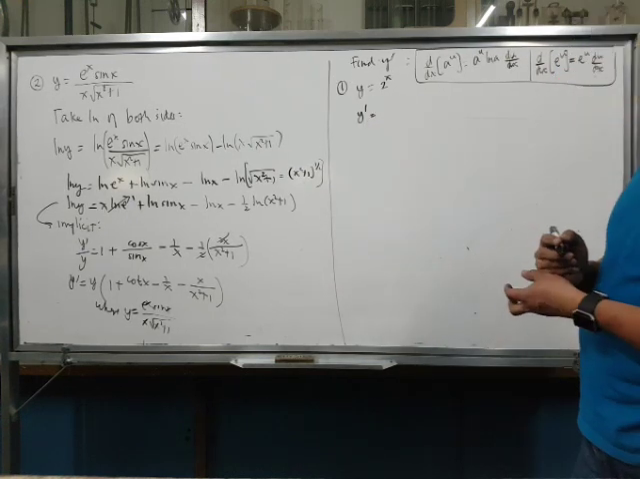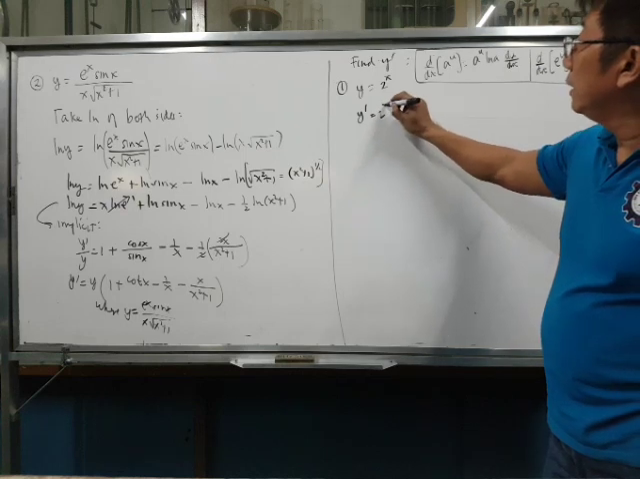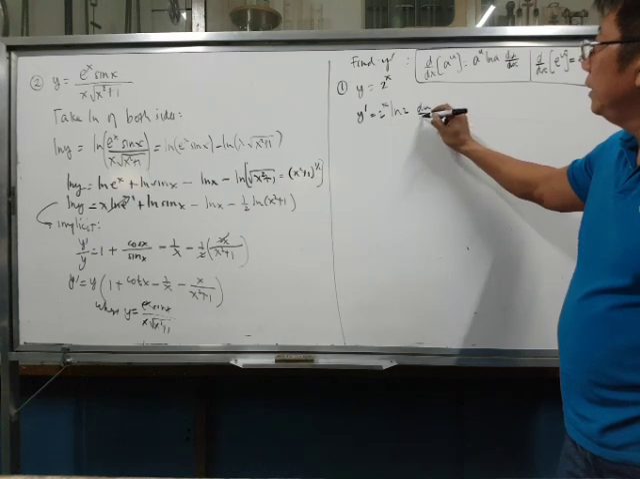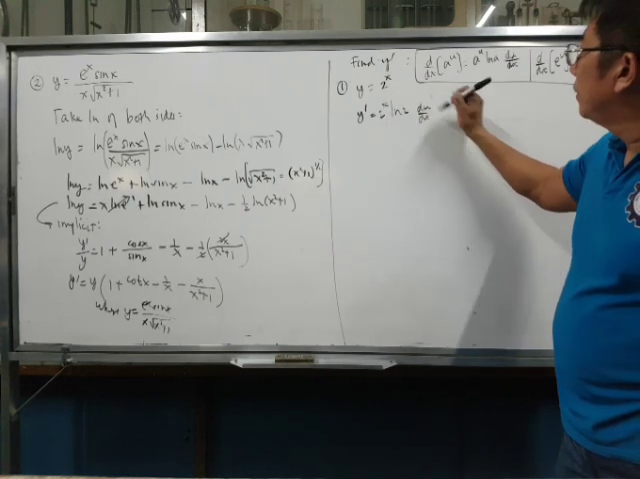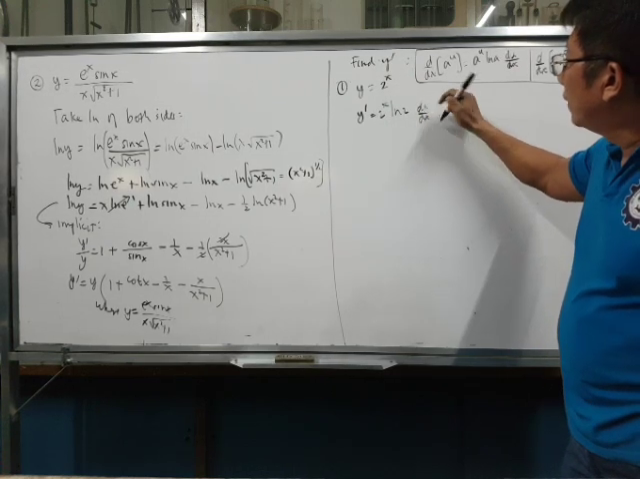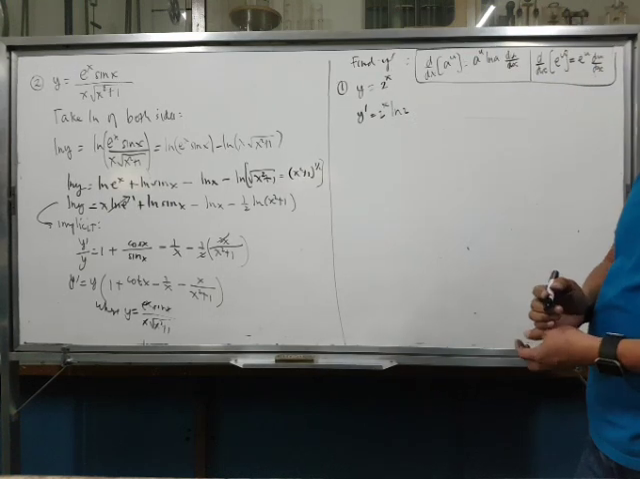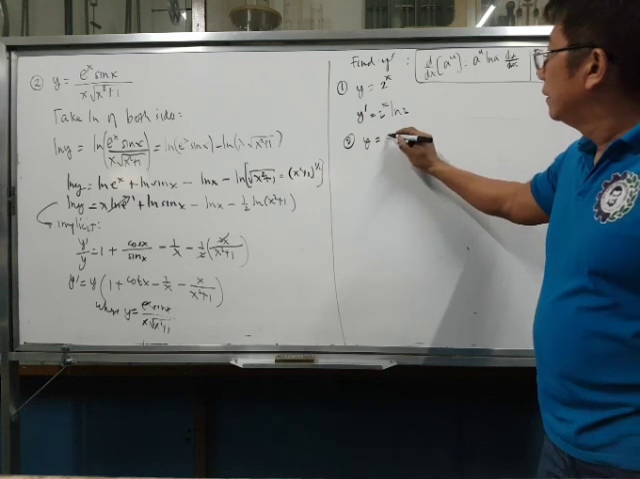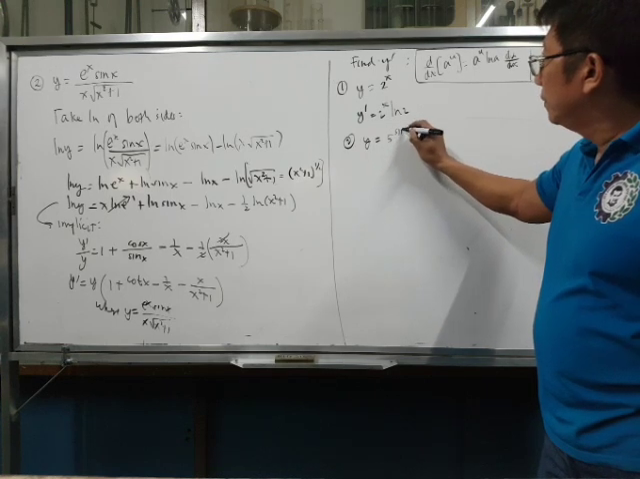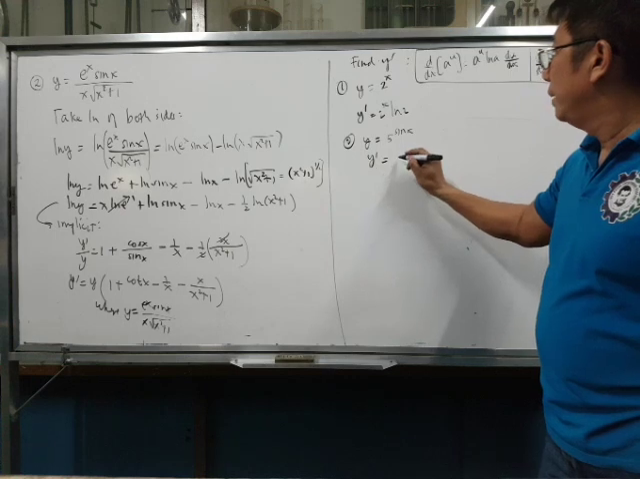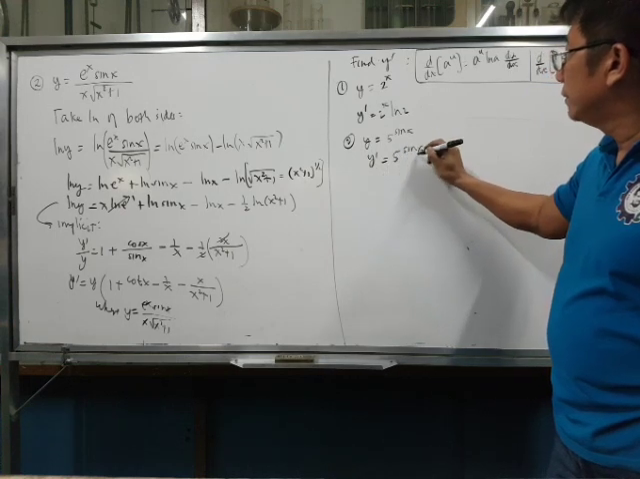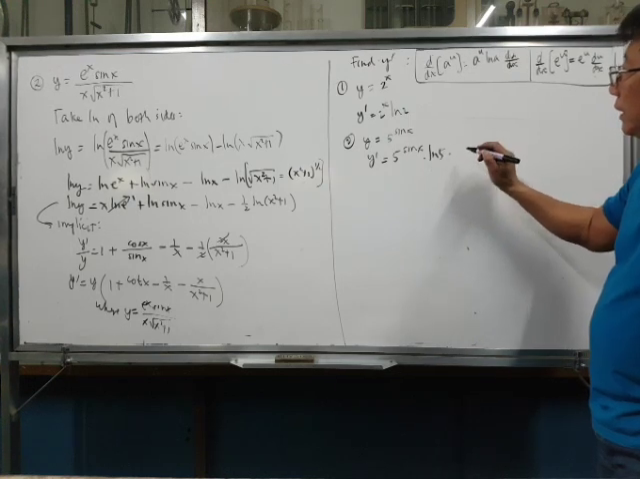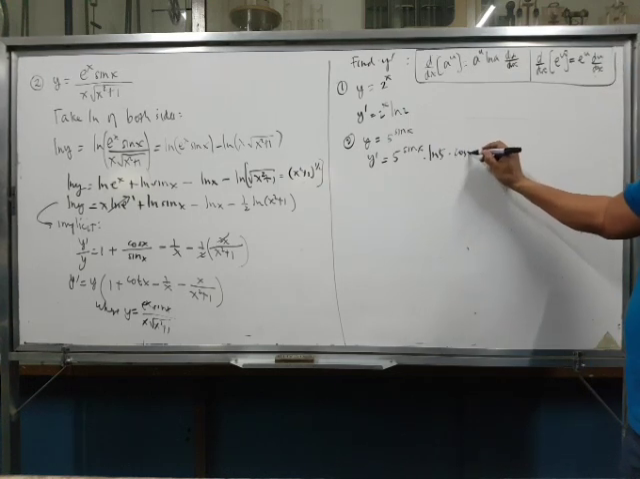So y prime is just equal to, still it will be 2 to the x, then ln 2 times du dx. And the derivative of x is just equal to 1, so no need to write that. Okay. Number 2, y equals 5 raised to sine x. So y prime is 5 raised to sine x, and then times ln 5, and then the derivative of sine x is cosine x.